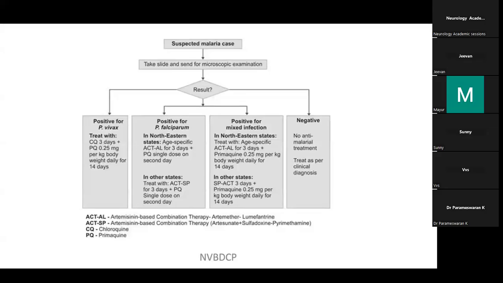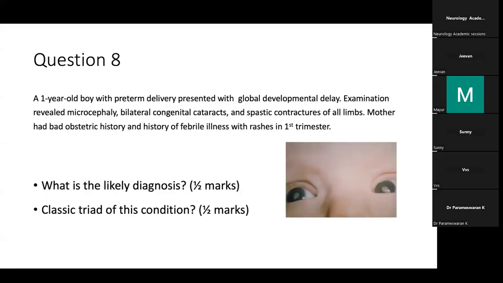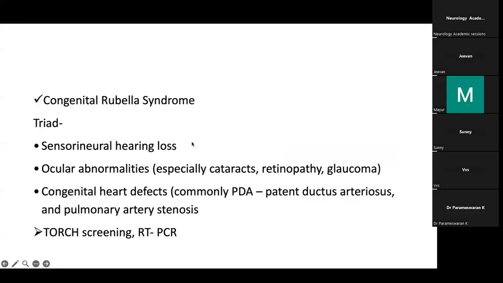Coming to question number 8, a 1-year-old boy who had preterm delivery with global developmental delay and congenital cataracts, image has been shown. The likely diagnosis is congenital rubella syndrome, and the triad classically mentioned is sensorineural hearing loss, ocular abnormalities, and congenital heart defects. TORCH screening should be done previously to detect this condition in the mother.